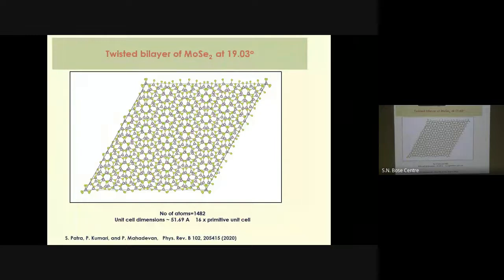Fine. So now I just have a few minutes left, I think. So I'll just move to the last, another system, or another example. I'll be talking about the twisted bilayer of molybdenum diselenide at the same twist angle. Again, as over here, in contrast to the very small angle that I showed you earlier, here you don't see any regions of high symmetric stacking.